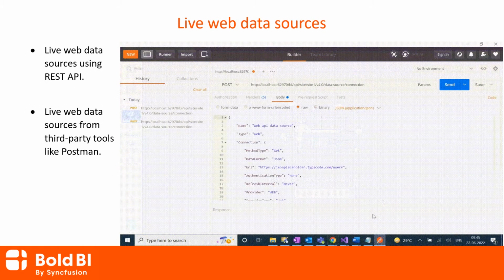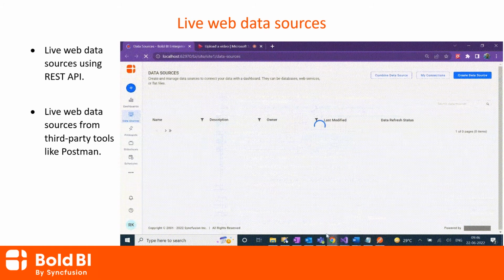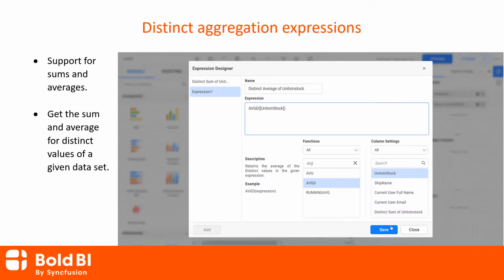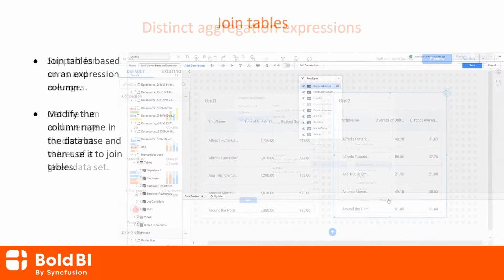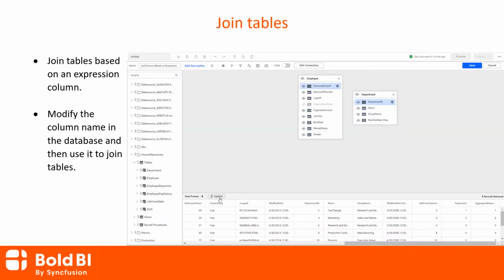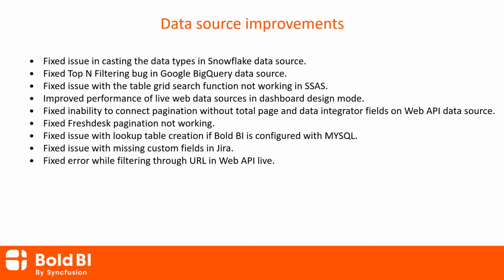Create live web data sources using a REST API. You can also create a live web data source from a third-party tool like Postman. Distinct aggregation expression support for sums and averages. Next, users can join tables based on an expression column. Useful for users who want to modify the column name and then use it to join the tables. Here are the data source improvements in this release.